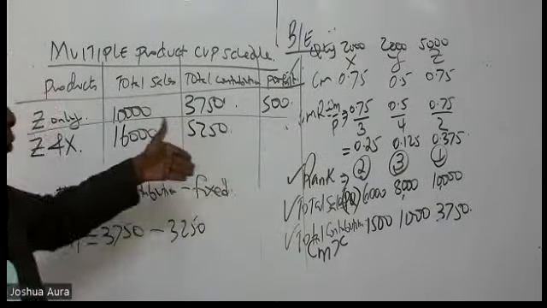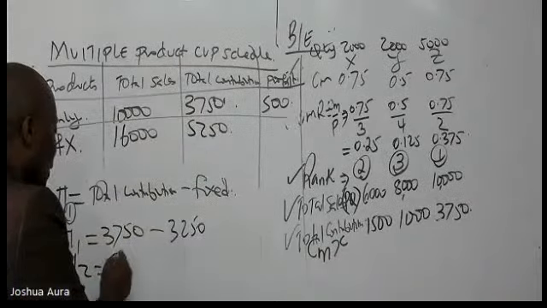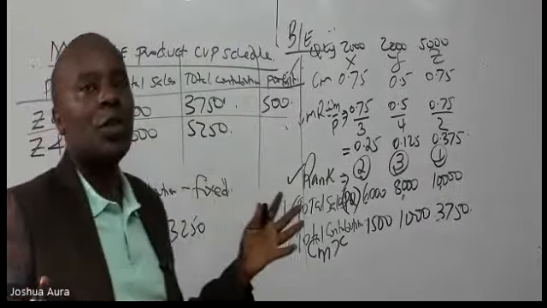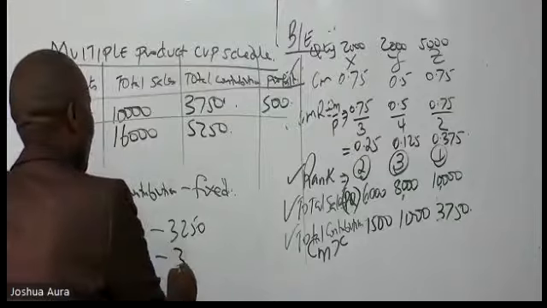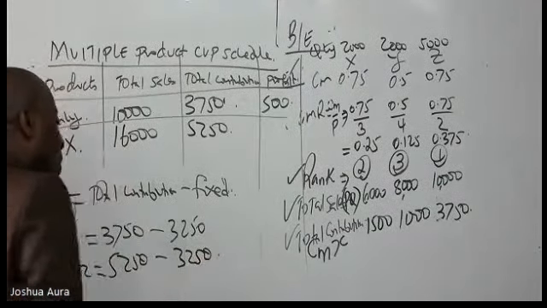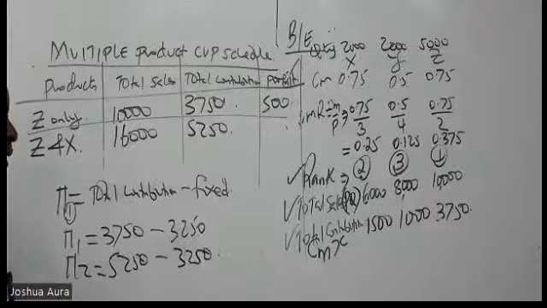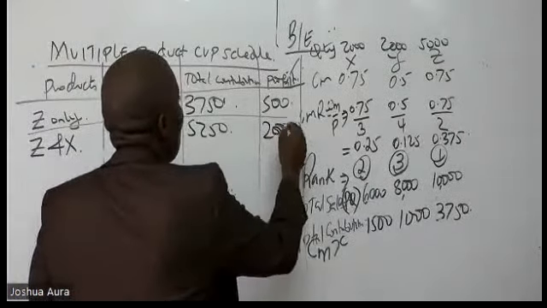We know how profit is calculated. To get the second profit, I'll take total contribution, which is 5,250, minus the fixed cost. The fixed cost is ever fixed, which is 3,250. It doesn't keep hovering around; it doesn't wobble. It is ever constant. So when you subtract like that, how much profit are we getting? Somebody is telling me that we're getting a profit of 2,000.